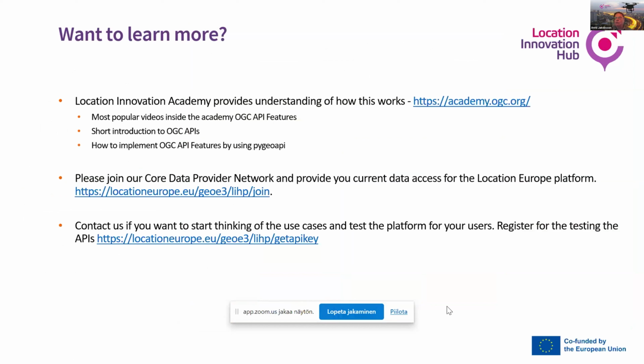Basically, I think one of the biggest challenges today is that there is no clear understanding of how this interoperability can be done. We have provided this Location Innovation Academy together with OGC, and we are running that under the Location Innovation Hub. OGC is also participating in this and providing the current understanding of how this interoperability can be done. So I would strongly recommend you go there and have a look at the courses.